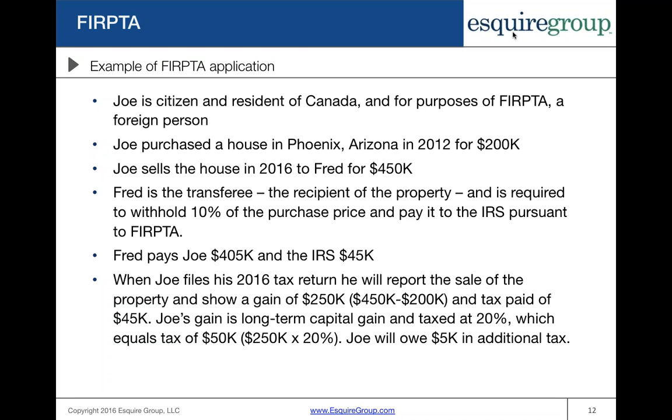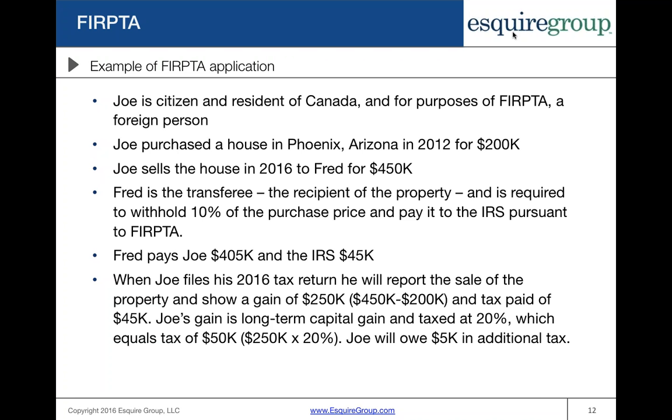Now, because Joe's gain is long-term capital gain, he owned the property for more than a year, he's only going to be taxed at a rate of 20%, which equals tax of $50,000. Joe only had $45,000 in FIRPTA withholding, so he would owe an additional $5,000 in U.S. income taxes.